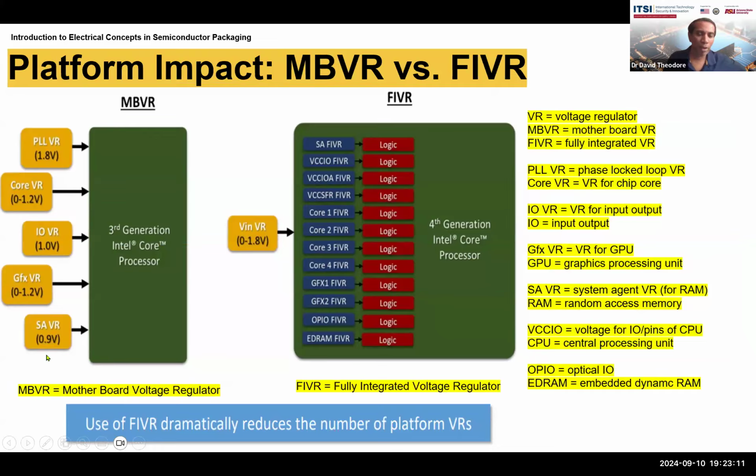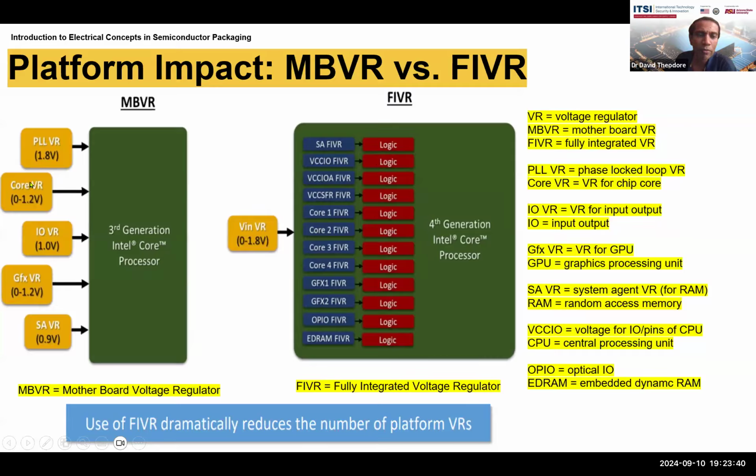Here we have a bunch of different kinds of voltage regulator. VR stands for voltage regulator. MBVR we've already seen as the motherboard voltage regulator. FIVR is fully integrated on the die. I mentioned previously that you have different voltages coming to the chip. So here is the actual core processor. The PLL VR gives you 1.8 volts, and that's a phase-locked loop voltage regulator.